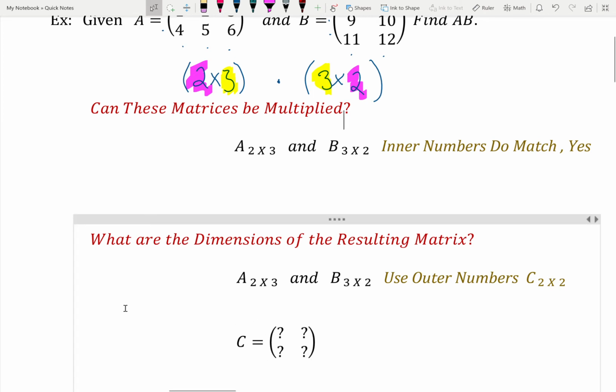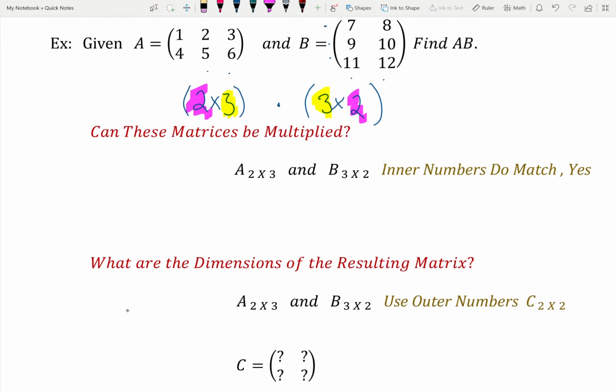Now our goal is to figure out what each of these question marks are. What is the value of each of those question marks? So how do we go about finding what those values are? Well, we have to do something called the dot product. And the dot product is just multiplying a row vector by a column vector. If you don't remember what that is, watch the previous video.